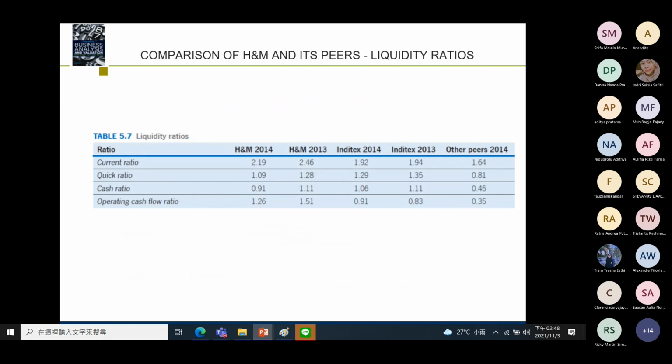The liquidity situation of HMN and Inditex in 2014 was comfortable thanks to their large cash balances and sound operating cash flows. Most of the retailers' liquidity ratios worsened in 2014, but remain at acceptable levels. Also in 2014, the industry peers' current and quick ratios are significantly lower than those of HMN and the index.